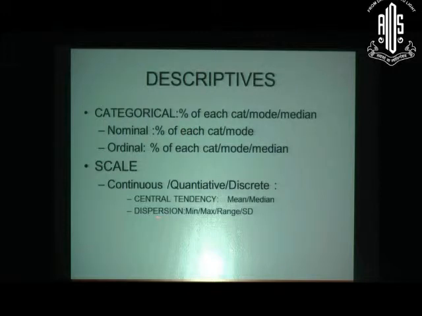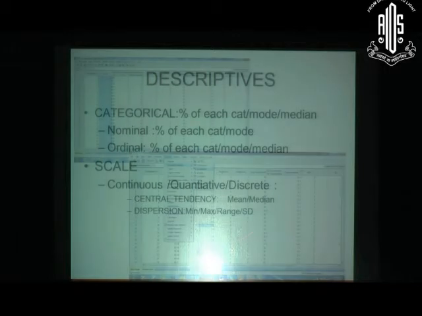In quantitative data, you can also see how much it is spread out. That is dispersion. So you can say it is from 2 till 8, 2 till 10. That is your range, minimum and maximum. Or you can calculate deviations, mean deviation, standard deviation. These are the most commonly used methods.